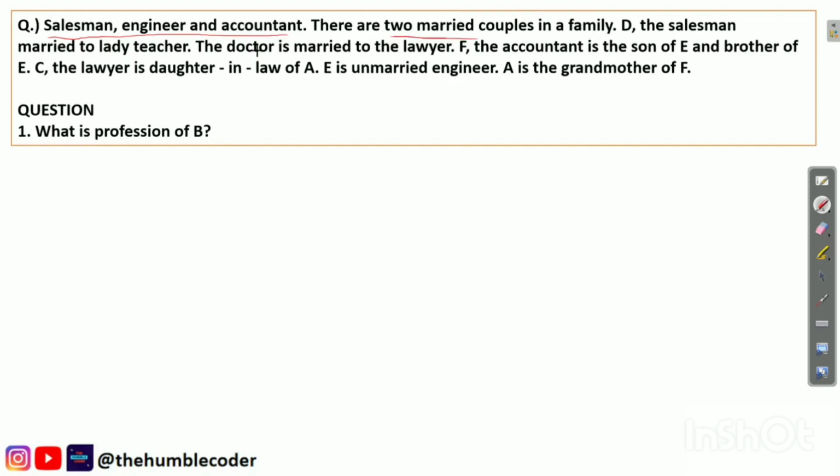So D, the salesman, married to the lady teacher. So we have something like this. D, the salesman, clearly is a male, is married to a lady teacher. We do not know the gender of the lady teacher as of now, so we will write it like this. D, the salesman, married to the lady teacher. Let's move ahead to the next statement.